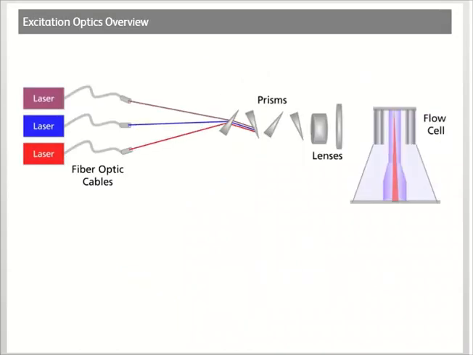Excitation optics center the laser beams onto the sample core for interrogation. The intersection between the lasers and the sample core must be stable to collect accurate data.